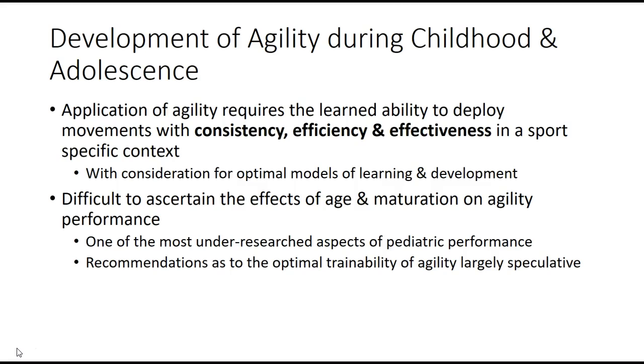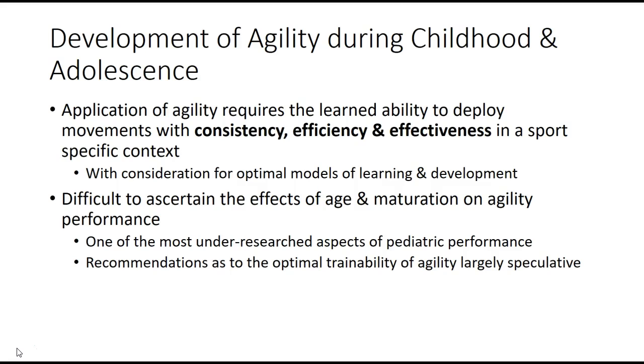So it's important to really examine the natural development of agility in youth athletes and how this can be optimized through an appropriate training program. The challenge to the development of an optimal model for agility is that agility is one of the under-researched aspects of pediatric performance. This makes it difficult to ascertain the effects of age and maturation on agility performance, and it also makes any recommendations as to the optimal training of agility very speculative.